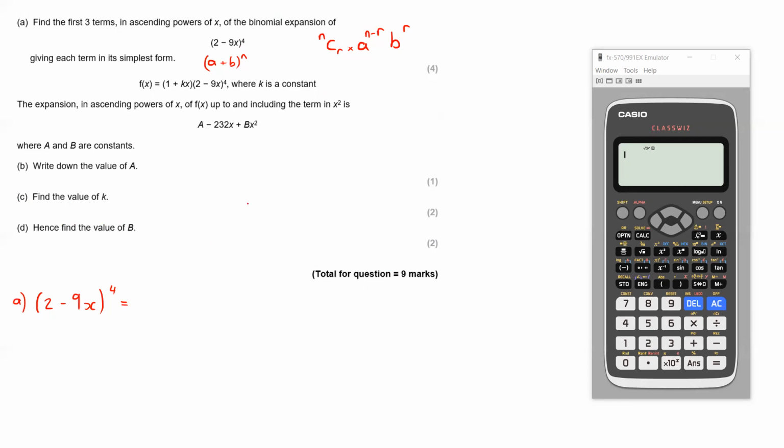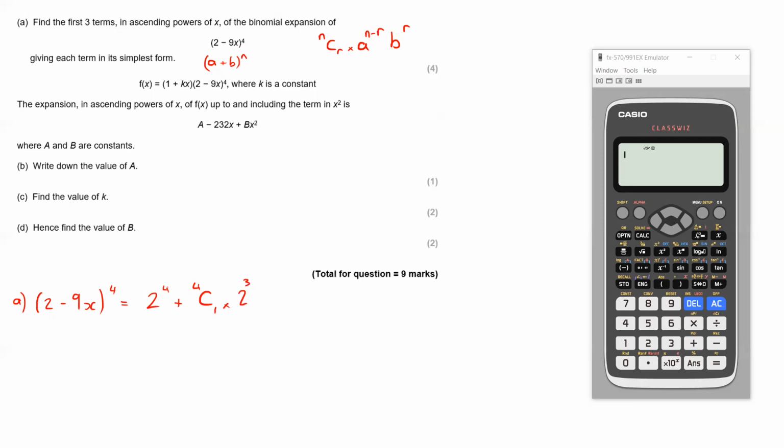The first one starts with just your normal number, so it's 2 to the power of 4. That's the first term. Plus, now I'm going to do n, so that's 4 choose 1. This was 4 choose 0, so that's why we don't use that there. 4 choose 0 is always 1. So 4 choose 1 times 2 to the power of 3.